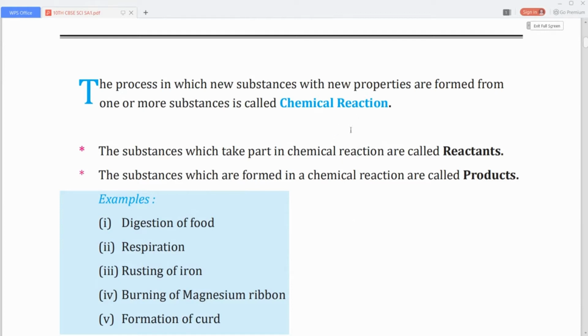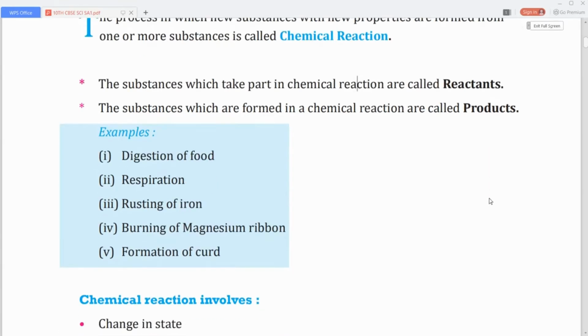Again, what is the meaning of chemical reaction? New substances with new properties are formed from one or more substances. For a chemical reaction, first of all we have to understand the reactant. The substance which takes part in a chemical reaction is called the reactant. Substances which are formed in a chemical reaction are called products.